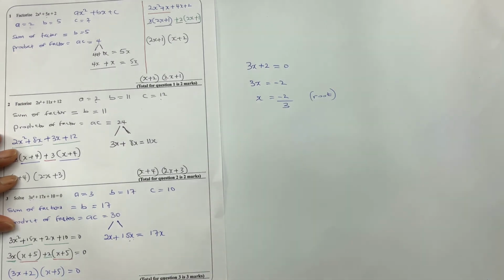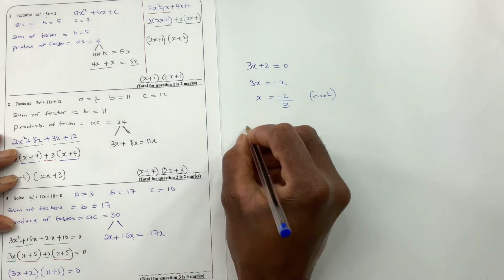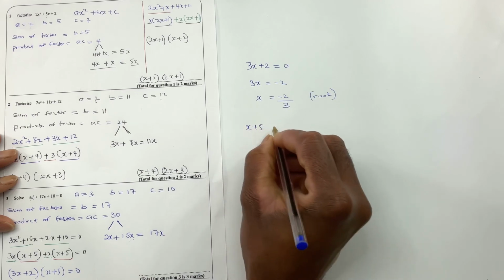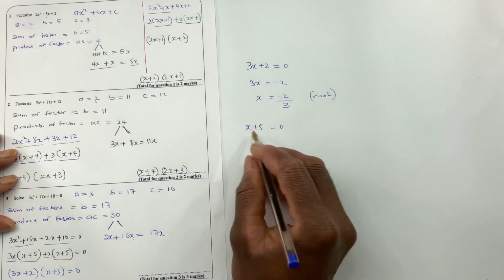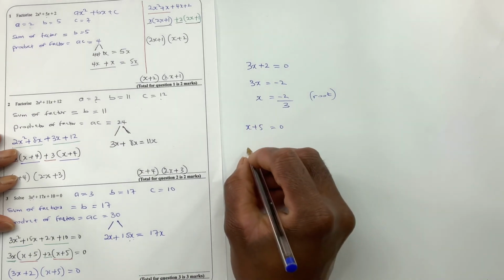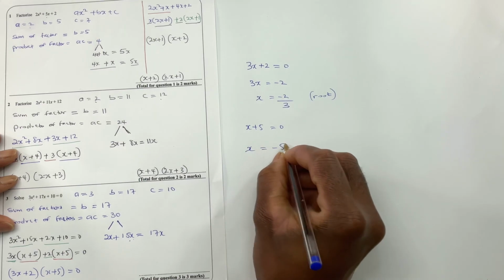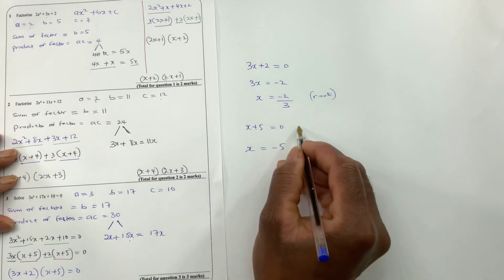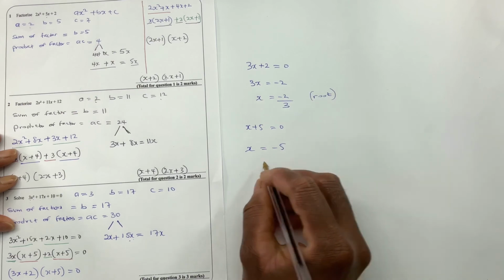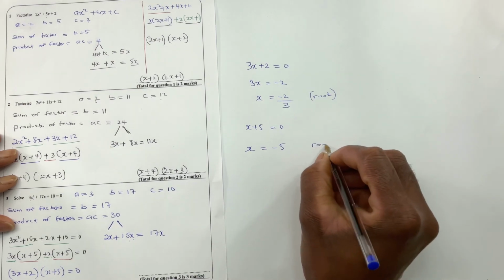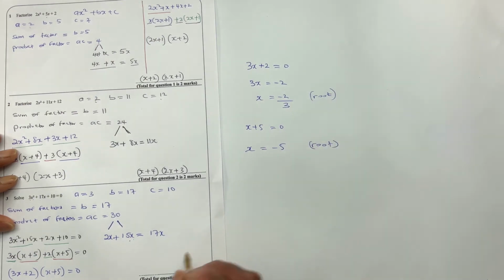Now, the second factor can be set to 0. x plus 5 equal to 0. Take away 5 from both sides. x equals minus 5. Or take plus 5 to the other side, it becomes minus. So this is the other root or solution. So the solution for that will be x equals minus 2 over 3 or x equals minus 5.